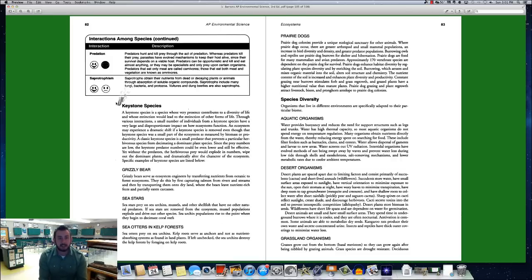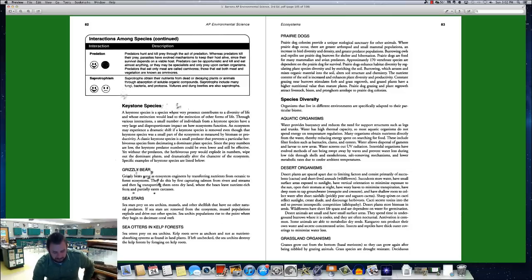So they're keystone, and the reason why we call this a keystone is because in building, the keystone in an archway is literally the top stone of the archway. If it's removed, the whole archway collapses. So it's a very, very vital organism to the ecosystem, just as the keystone rock itself is vital to the archway. So a classic keystone species is a small predator that prevents a particular herbivorous species from decimating a dominant plant species. Other examples are a couple of those listed below here.